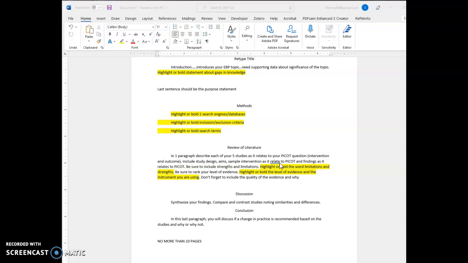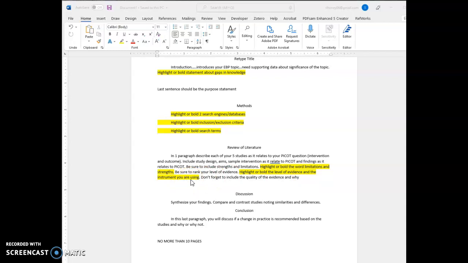If there's p-values in there in a quantitative article noting significance, you want to include that statistical data. If it's a qualitative article, you won't be including that. You want to include strengths and limitations. I'm asking that you highlight or bold the word limitations when you talk about it, and you bold or highlight the word strengths when you talk about it. Be sure to rank your level of evidence. So you're going to want to highlight or bold the level of evidence and the instrument you are using.